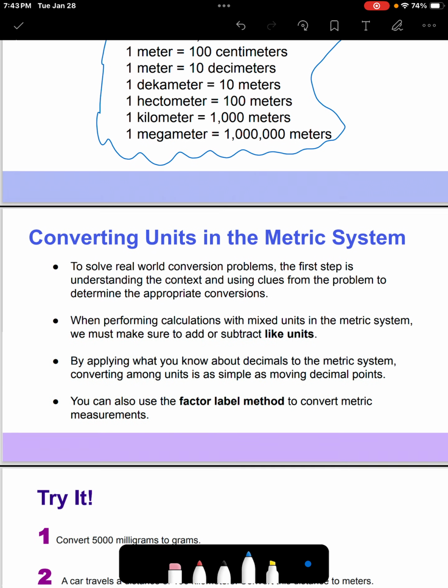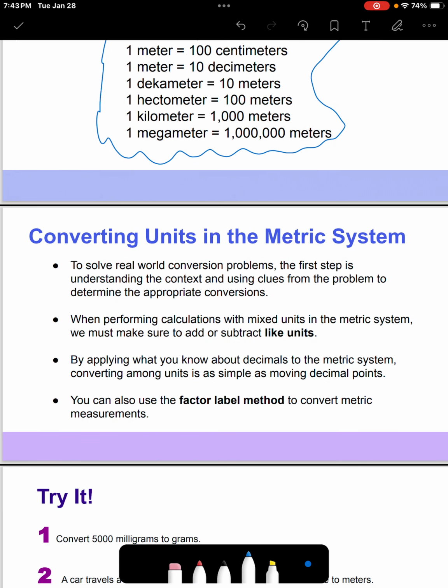Okay, so converting units in the metric system. To solve real-world conversion problems, the first step is to understand the context and use clues from the problem to determine the appropriate conversions. When performing calculations with mixed units in the metric system, we must make sure to add or subtract like units. By applying what you know about decimals to the metric system, converting among units is as simple as moving decimal points. You can also use the factor label method to convert metric measures.